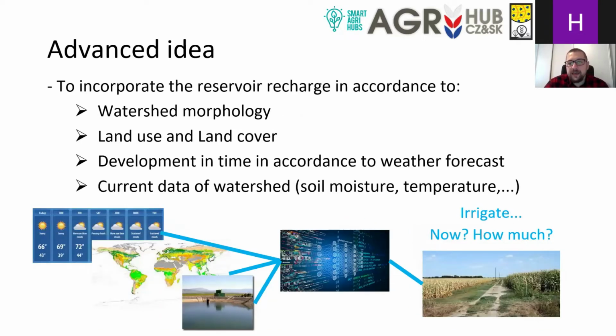The advanced idea, what could be done, is to implement the data about watershed morphology and land use and land cover inside this watershed, and also the development or prediction of rain events or incorporation of this data in this model. Also, the current data of watersheds, such as temperature and soil moisture, can be utilized to provide the most accurate information of what are the potentials of the irrigation in the forthcoming few days.